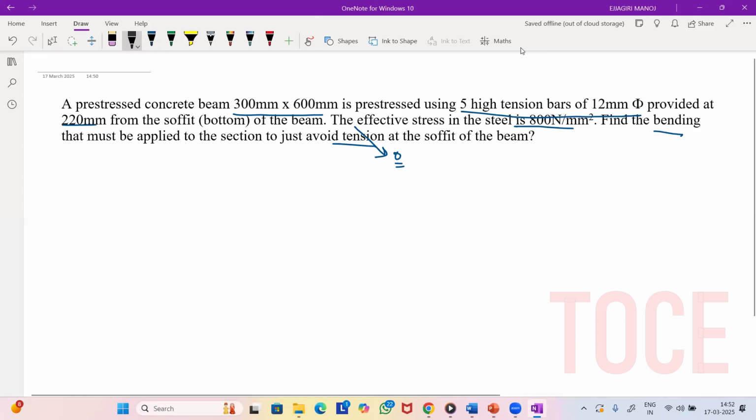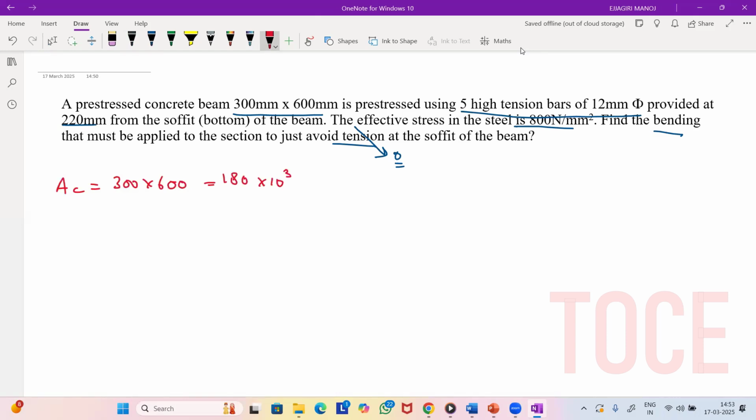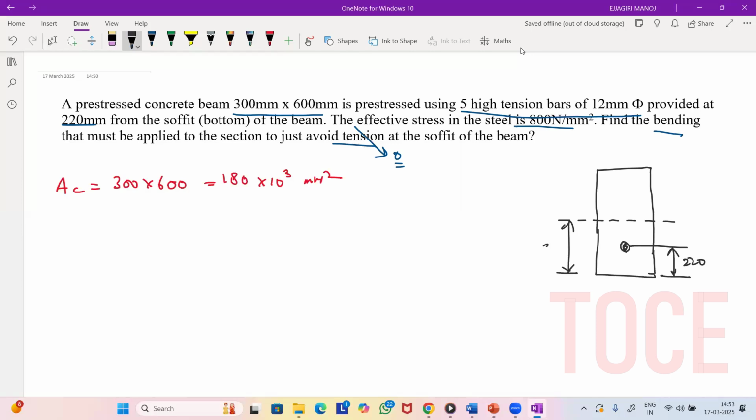So first, the area of concrete: it is 300 into 600, so it will be 180 into 10 to the power of 3 mm². And we need to calculate the eccentricity because he has not mentioned the eccentricity directly. So for the 300 by 600 beam, he said that the tendon is provided at 220 from the bottom, and the center of this section is 300. So from 300, if you subtract 220, the eccentricity will be 80.